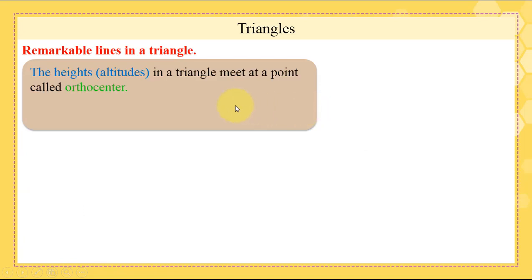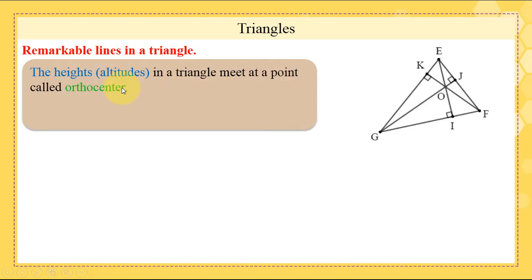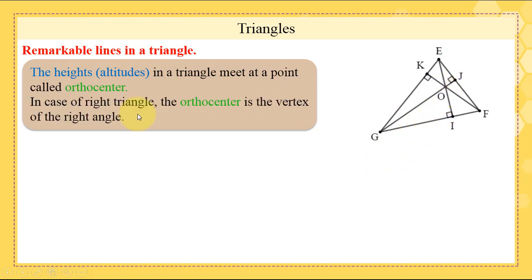Second, we have the heights in a triangle. Also, the heights meet at one point called the orthocenter. In triangle GEF, we have the three heights. They intersect at point O. The orthocenter in the case of an acute triangle is inside the triangle. If the triangle is right, the orthocenter is the vertex of the right angle.